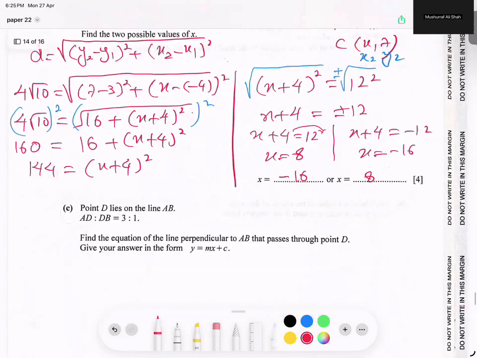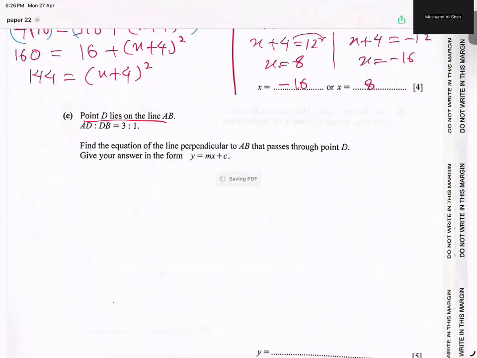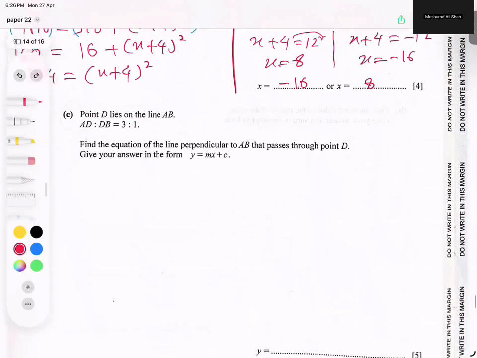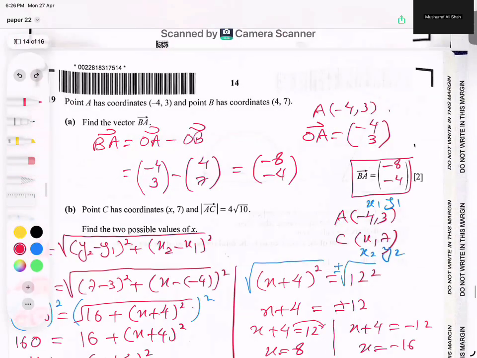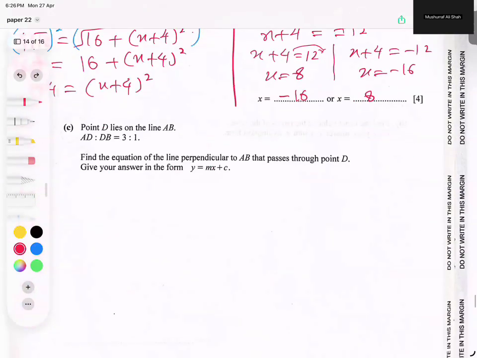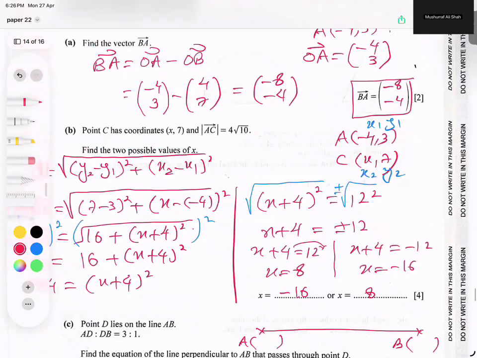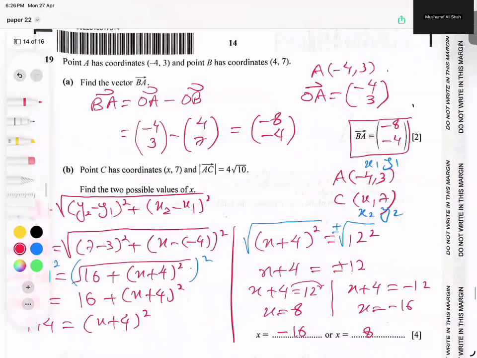Come back, next one, last one, C part. Point D lies on AB. The best technique to solve the question is to make a rough diagram. Without a diagram, it is very hard. So D lies on AB, so we have to go on AB. The AB coordinates: this is negative 4, 3, I'm just labeling it now. Let's say A, and let's say B here. A coordinates are negative 4, 3, and B is 4, 7. Okay, so this is done.